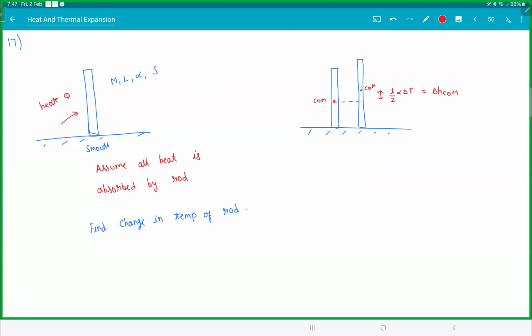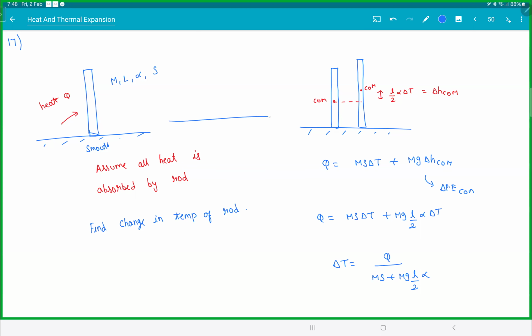So where did this rod get this energy from? The heat supplied will be MS delta T to change the temperature, plus mg times the change in height of the center of mass, the change in potential energy. Because the height of the rod is increasing, that energy should come from somewhere. So this would be MS delta T plus mg L by 2 alpha delta T. All the heat energy didn't go into the rod for temperature. Some of this went into increasing the gravitational potential energy. Make sense?